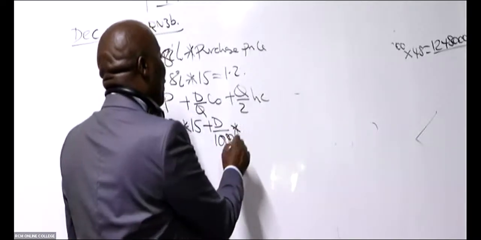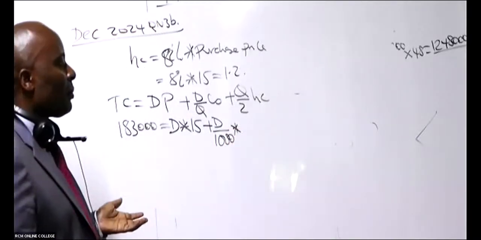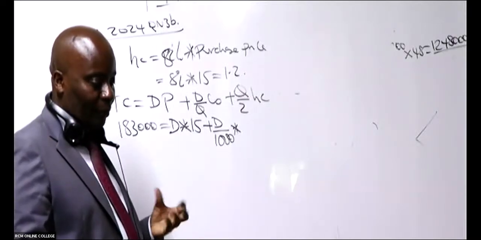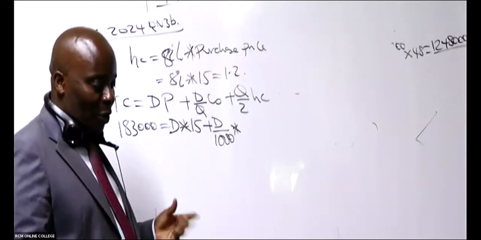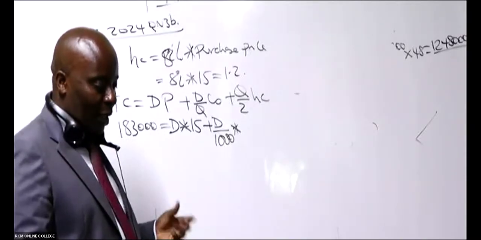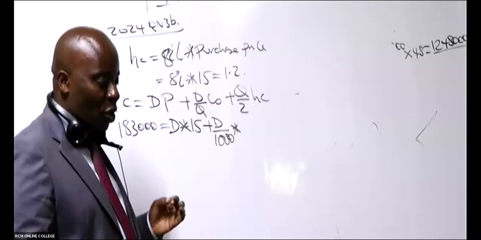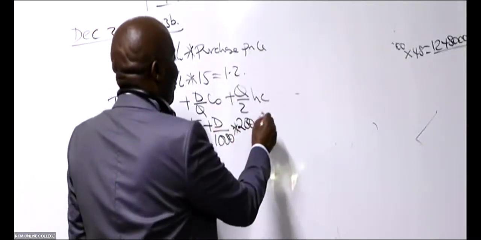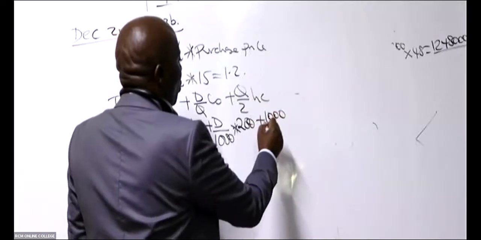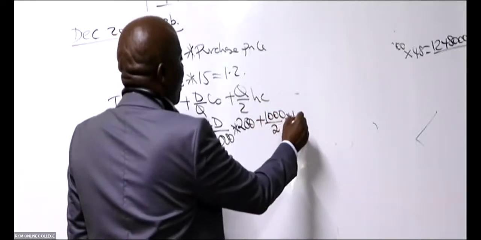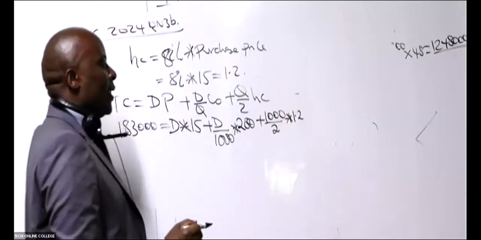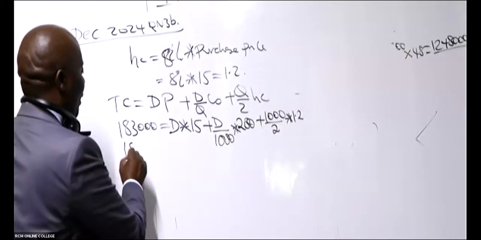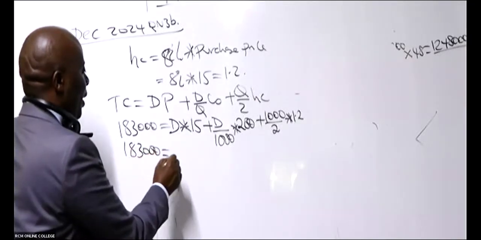Have they given us the cost per order? In this question, have they given us the cost per order? Every time we are ordering, how much do we incur? It's given there. It's called the fixed cost per order, which is 200. Plus the Q, which is 1,000, over 2 times the holding cost that you gave me, a figure of 1.2.